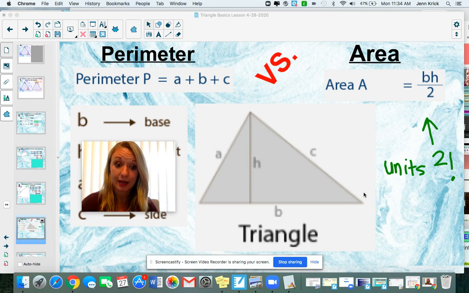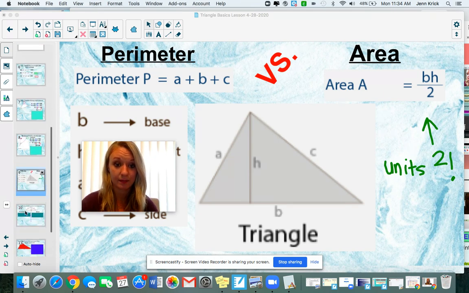With area, it's similar to a rectangle when we do our base times our height, but with a triangle, remember that you also have to divide by 2. So this guy down here, this whole bottom side, bottom is your base. Your height stands straight up, kind of like a house here with the roof. So now we can find the perimeter and we can find the area of a triangle, and I'm going to show you how in the next slide.